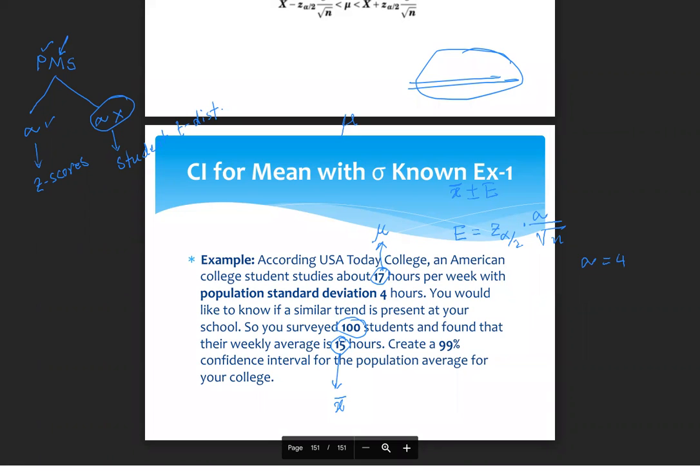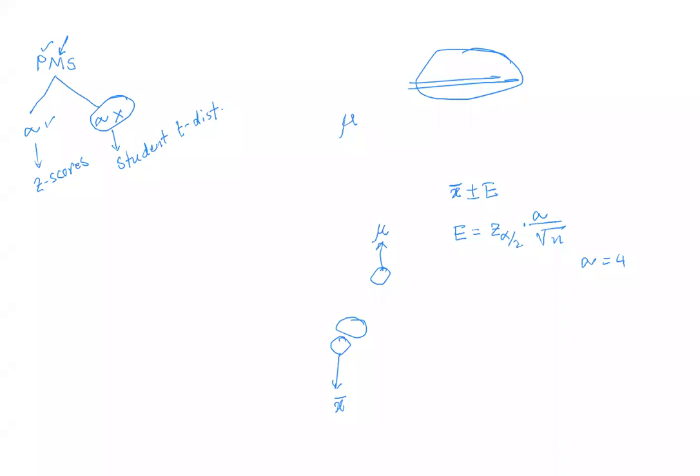Okay, so let's go ahead and do the problem. I'm going to create the diagram. Let's collect the data points. Sample size n is equal to 100. Your X bar sample mean was 15. And what else do I need?